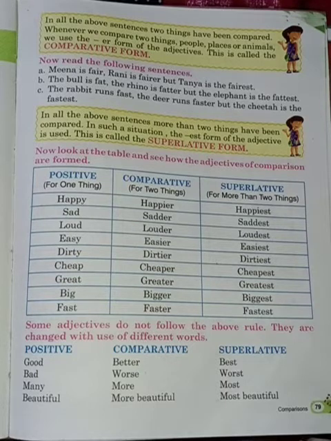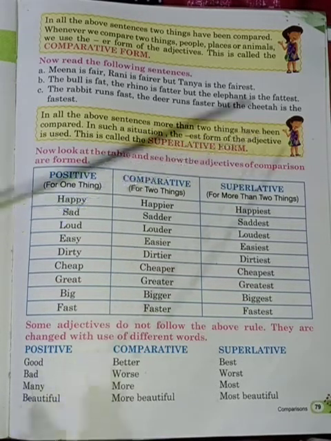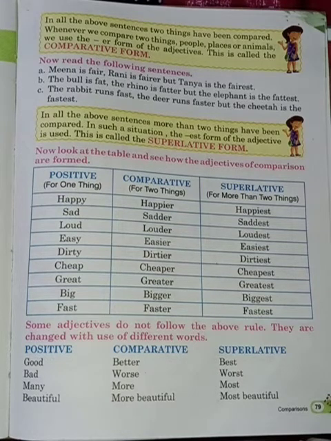Let us see what is given in the box. In all the above sentences, more than two things have been compared. Means students, here we read the sentences. In all the sentences we saw that it is compared of more than two people and more than two animals.